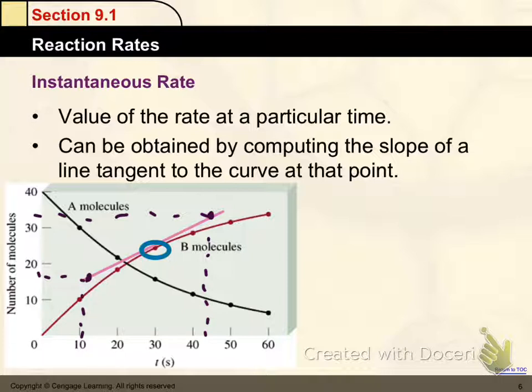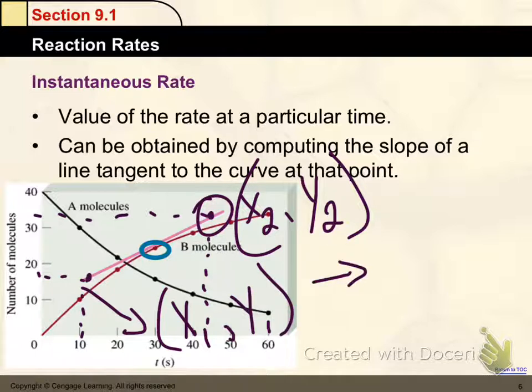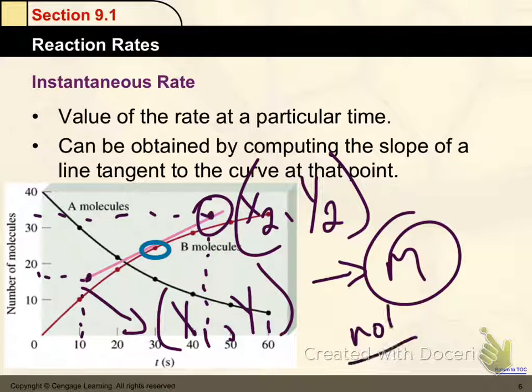Okay, so this right here is going to be our x2, y2. That right here is going to be our x1, y1, and then we'll be able to use our slope-intercept form to calculate m. And again, m in this case is moles per liter per second. Okay, so what are these doing?